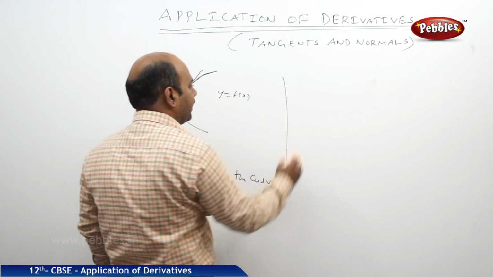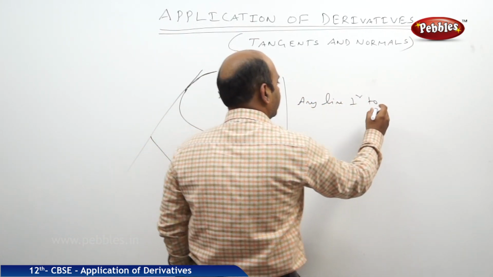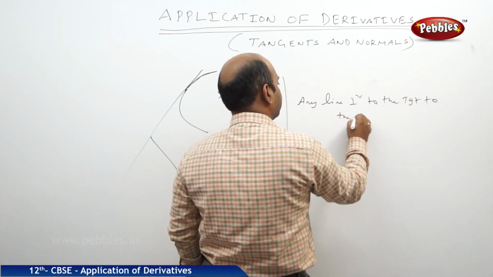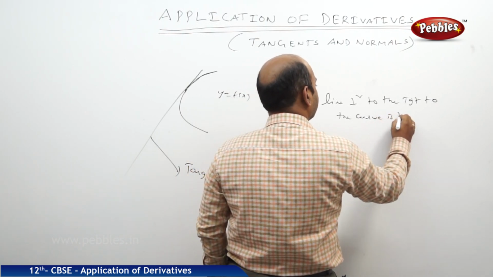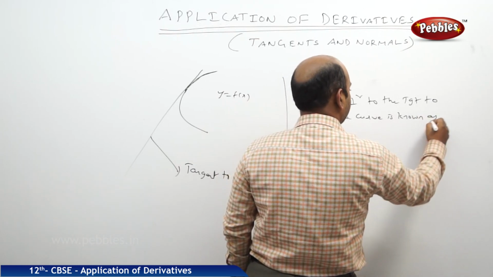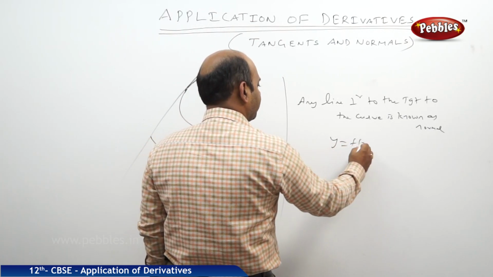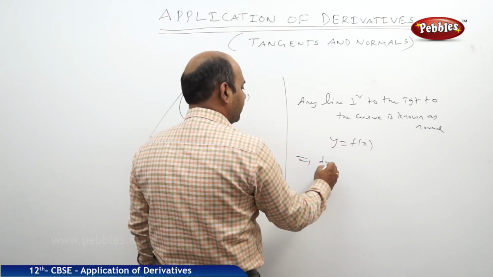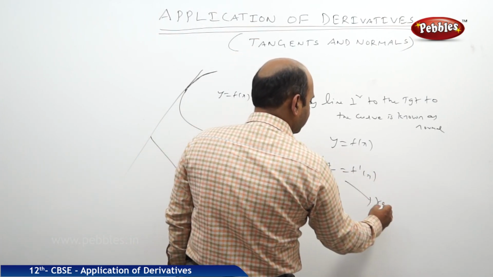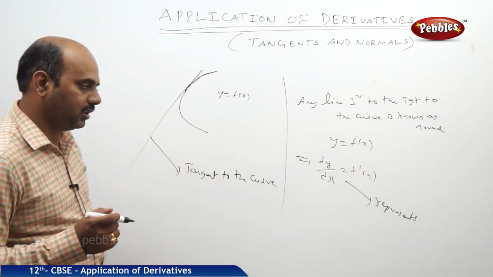Now any line perpendicular to the tangent to the curve is known as normal. And if y is equal to f of x is our curve, then dy by dx is equal to f dash x, which represents the slope of the tangent of the curve.